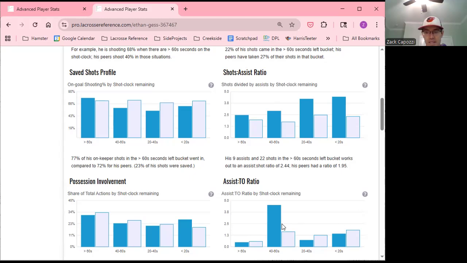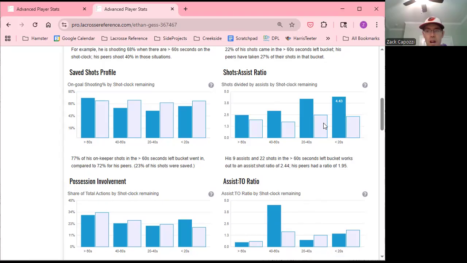And you can see that in that middle section, 40 to 60 seconds left, he has a really strong assist to turnover ratio. Not a lot of mistakes, a lot of effectively finding teammates. It really drops off in the last half of the shot clock. So you can think of that as him not playing to his strengths. He's a great passer, shooting is not where he's made his bread and butter.